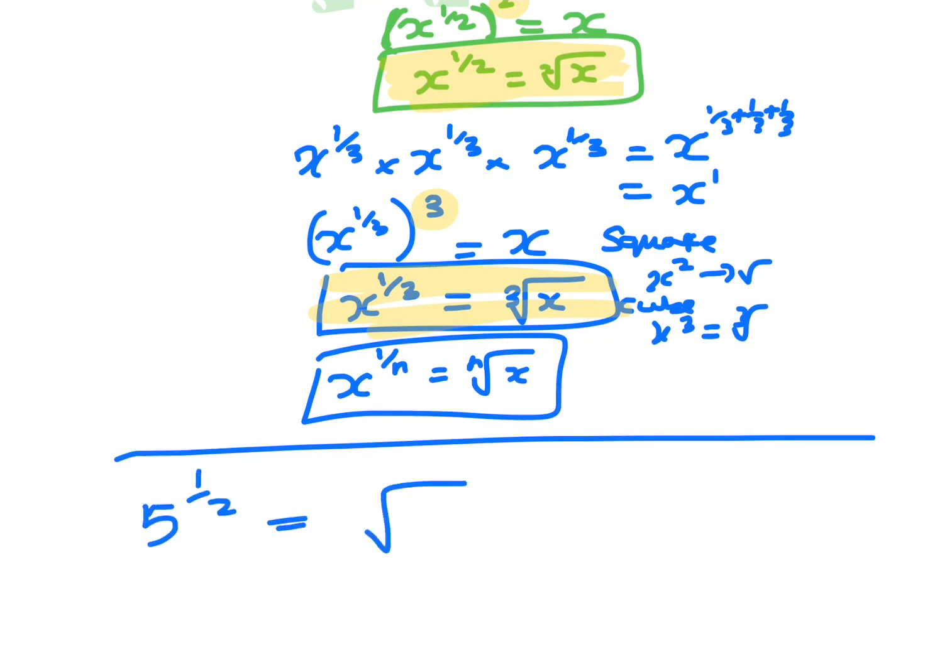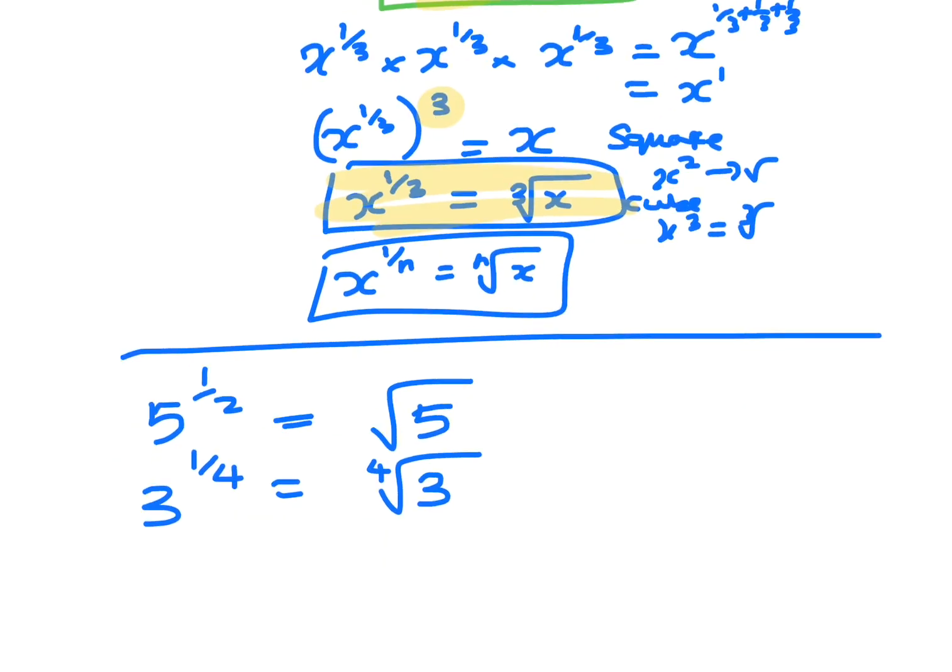Okay, and you could just apply that by writing this as a root, it will be the square root of 5. If you have 3 to the quarter, that would be the fourth root of 3. So notice here that the 4 ends up on the bottom. So the 4 here ends up on the bottom, the 2 here ends up out the front.